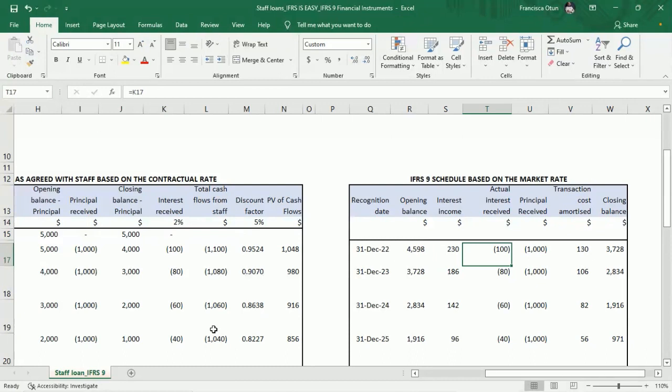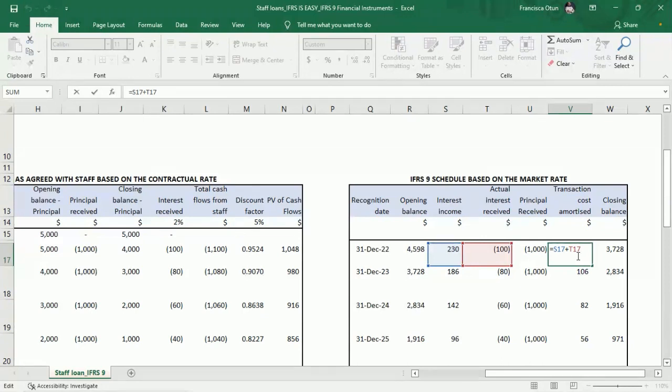Okay, so if you look at what we have here, this is the actual interest. Now the difference between the interest income using market rate and the actual interest received using the contractual rate, that difference is what gives us the transaction cost. Now if you look at the formula here, it says that the interest income plus the actual interest received will give us the transaction cost amortized.